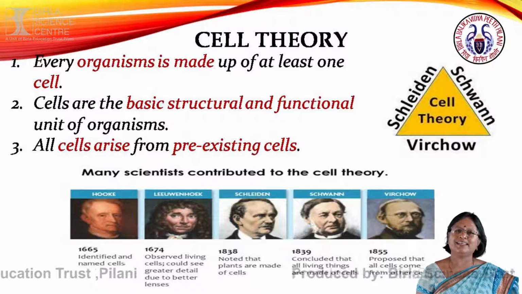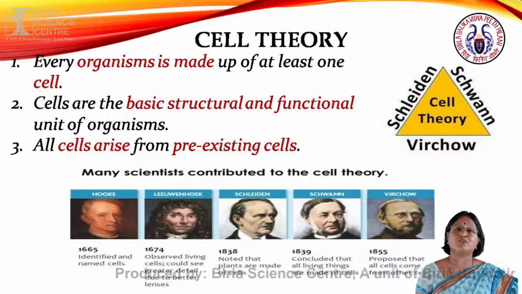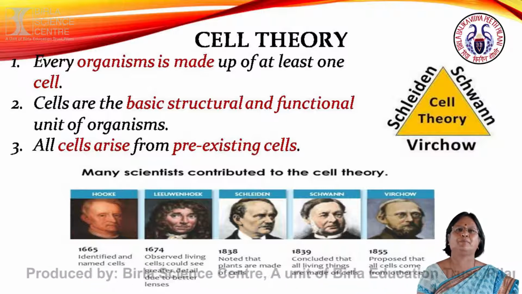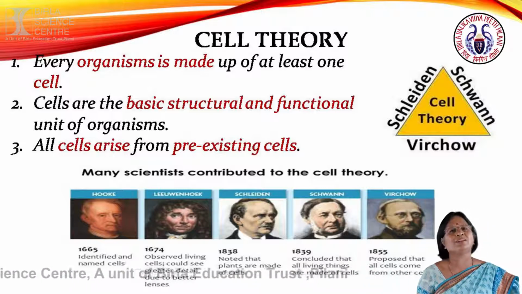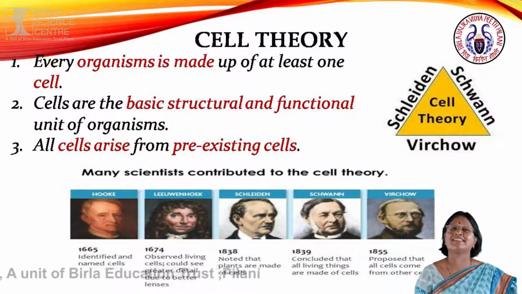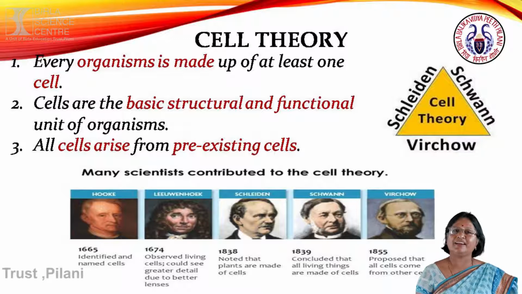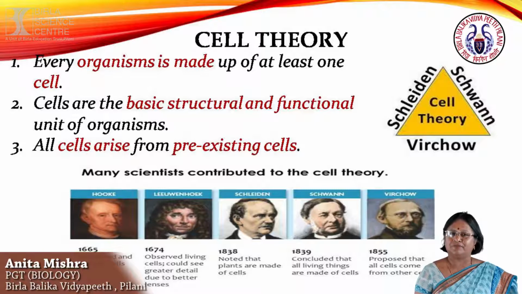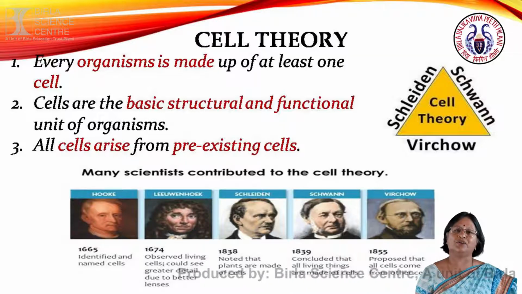Okay, so it means the cells make the basic structure and they are responsible for the basic functions performed by the organism. And the last postulate of cell theory is that all the cells arise from pre-existing cells, what Virchow said, omnis cellula e cellula. And you can see here at the base of the slide the photographs of Robert Hooke, Anton von Leeuwenhoek, Schleiden, Schwann, and Virchow, the scientists who made landmark discoveries in the field of cell.